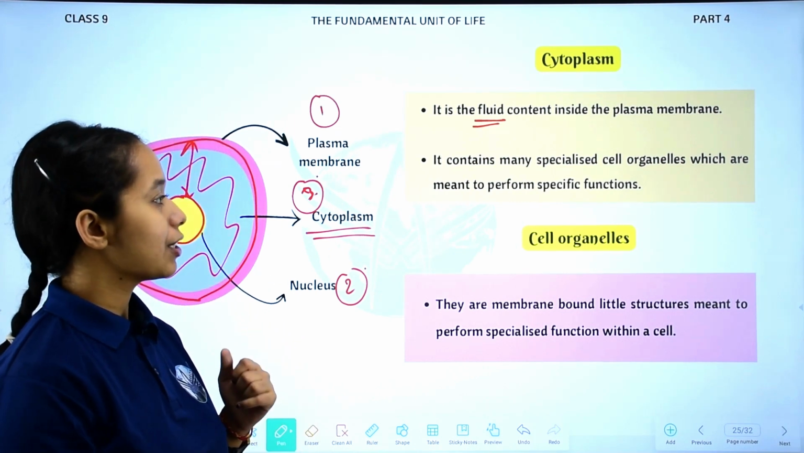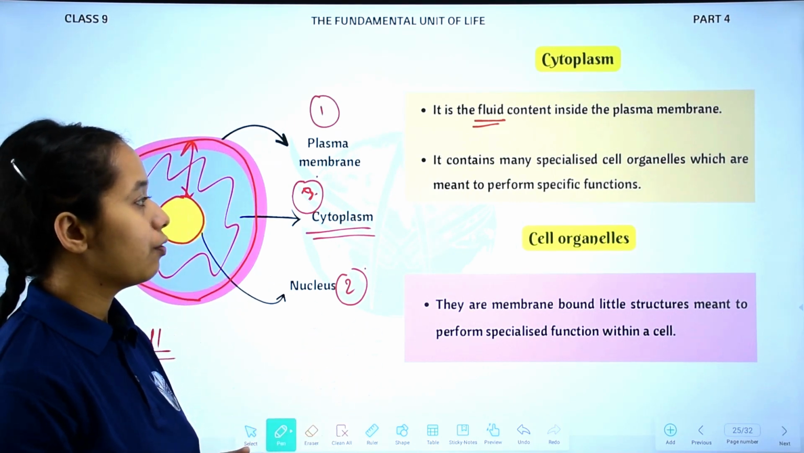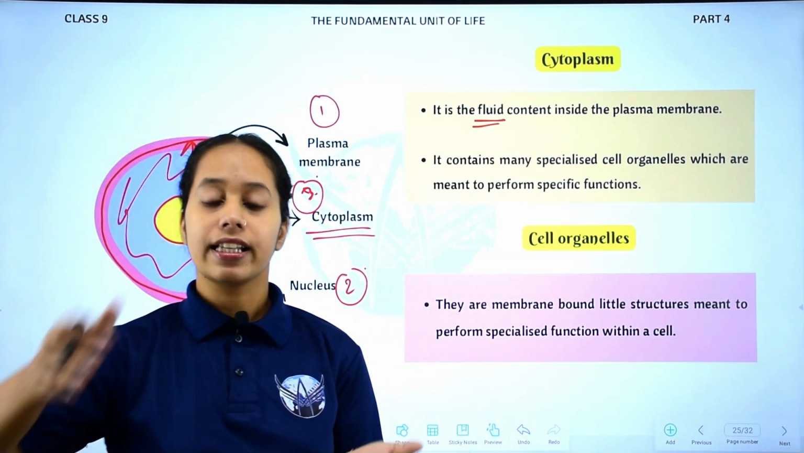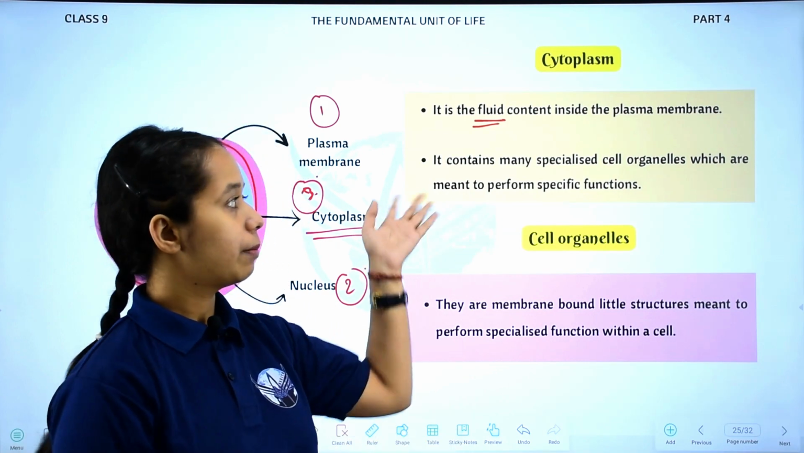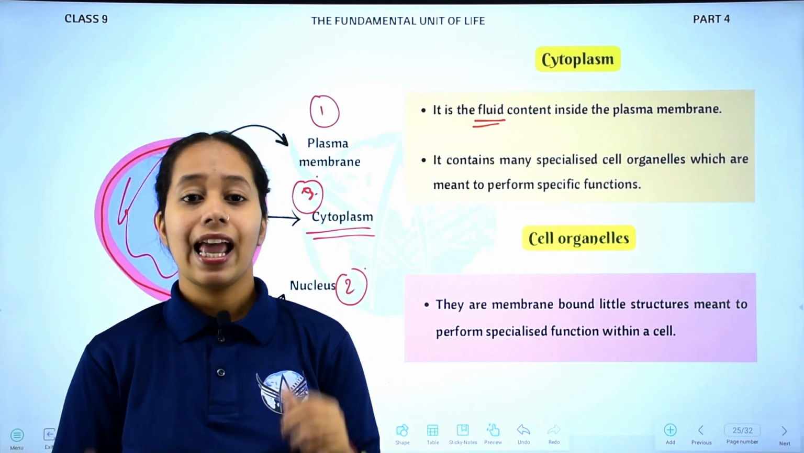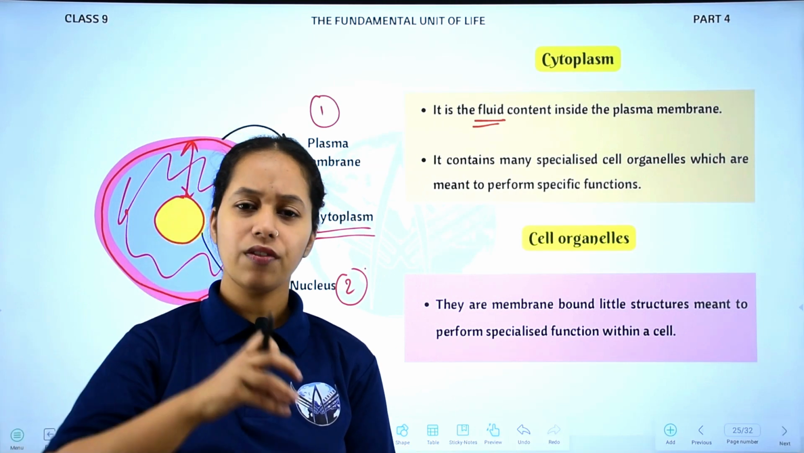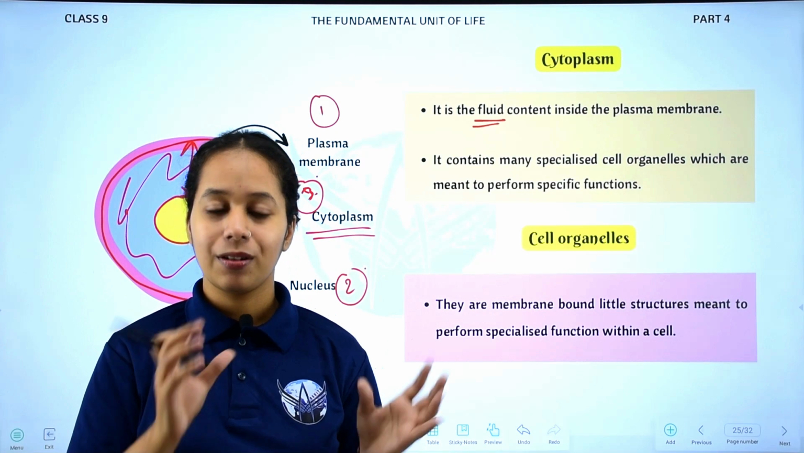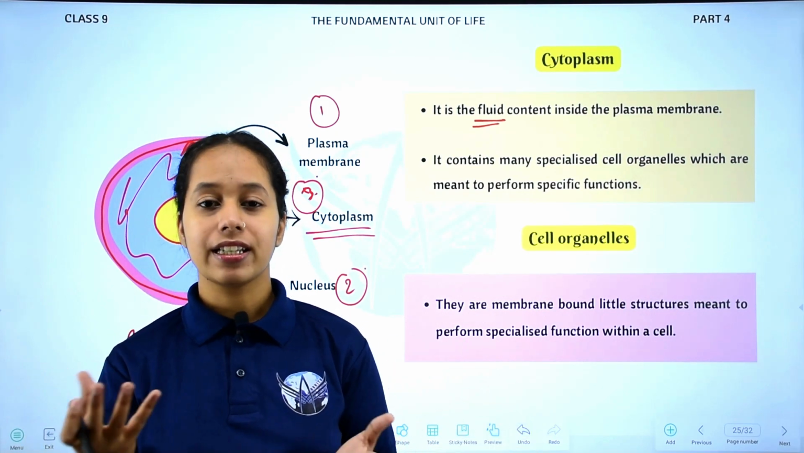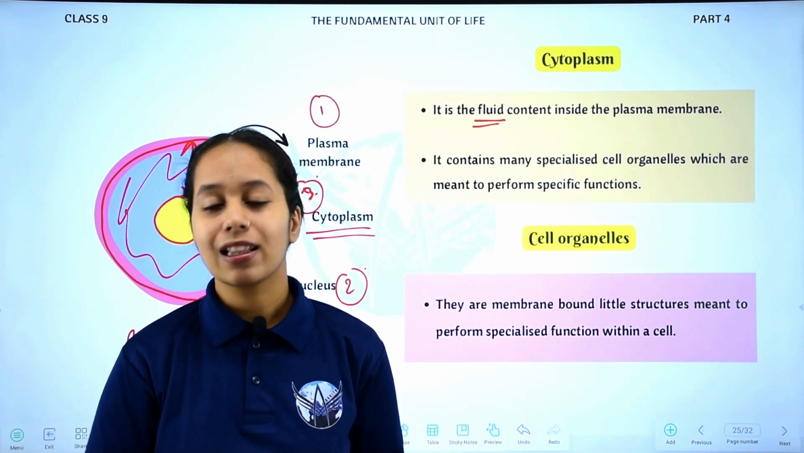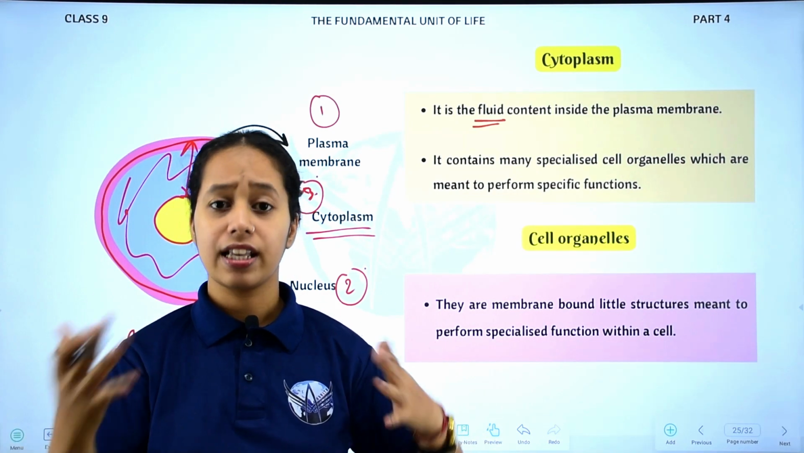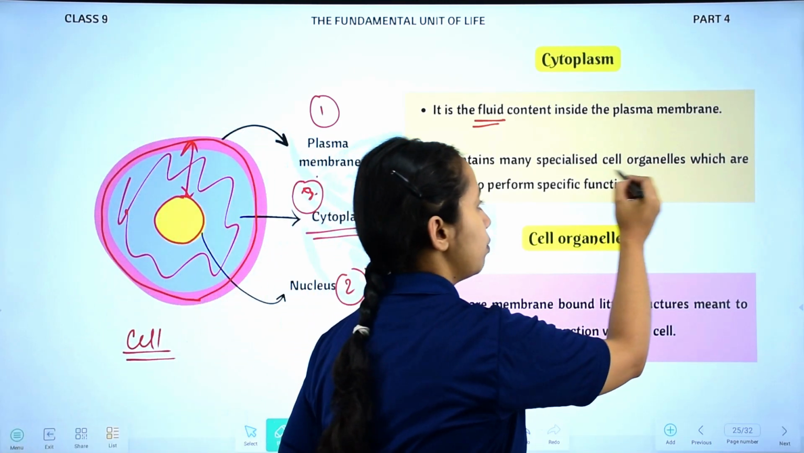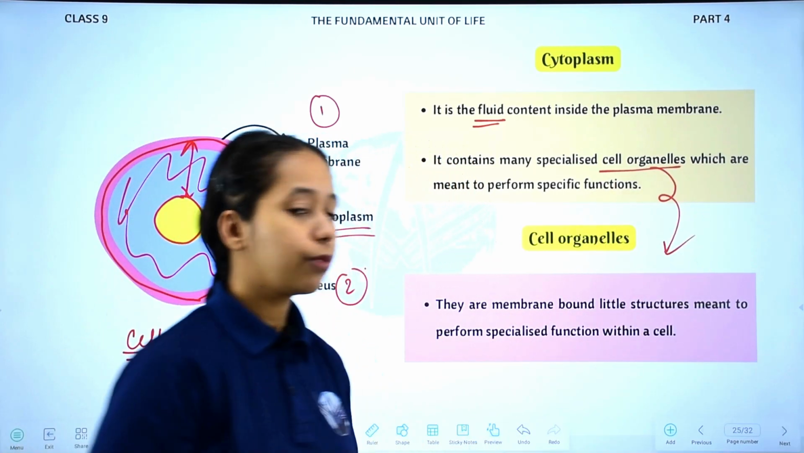It contains many specialized cell organelles which are meant to perform specific functions. This cytoplasm is a fluid content present inside the plasma membrane, and it contains a lot of specialized cell organs, we can say, or organelles. These cell organelles are meant to perform different specific functions of their own.